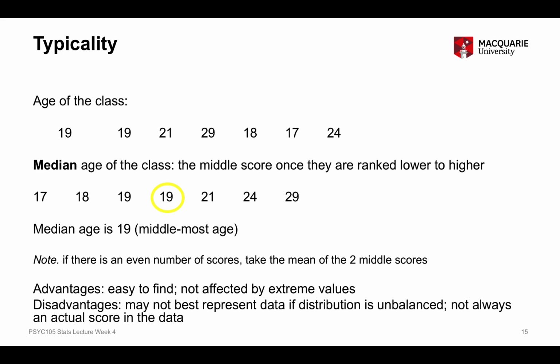The disadvantage of the median is that it doesn't always best represent the data if you have a not particularly normal or clean shape distribution, if you have an unbalanced distribution. So the median doesn't always necessarily represent the kind of most typical part of the distribution. And just like the mean, it's not always an actual score in the data set. That's only if you have an even number of scores, it won't be an actual middle score in the data set.